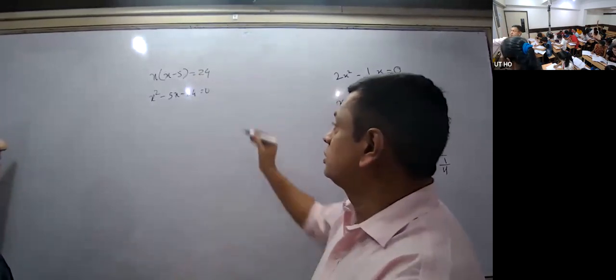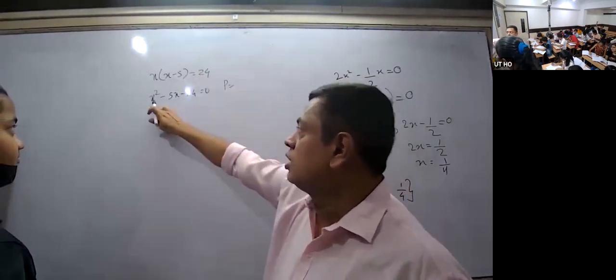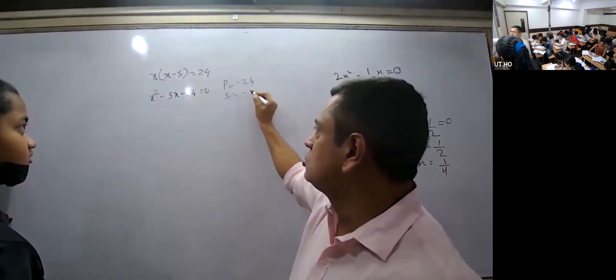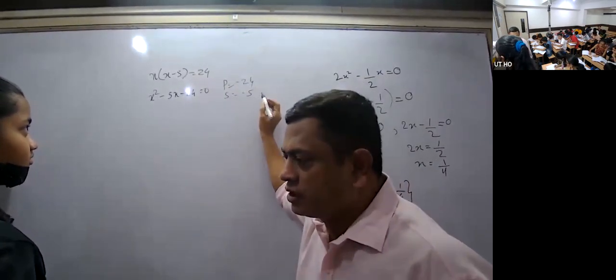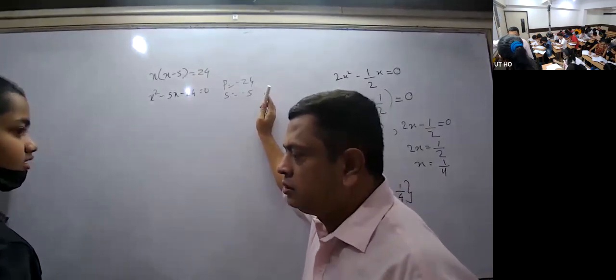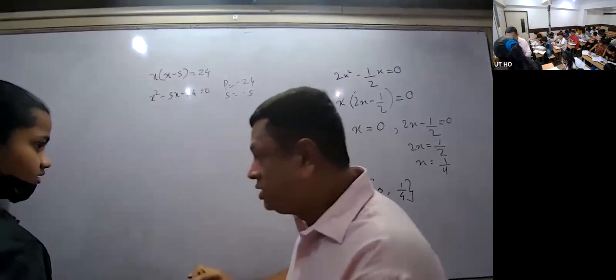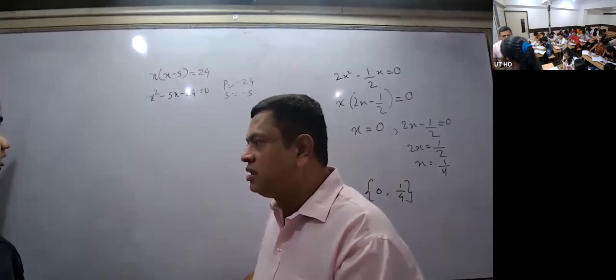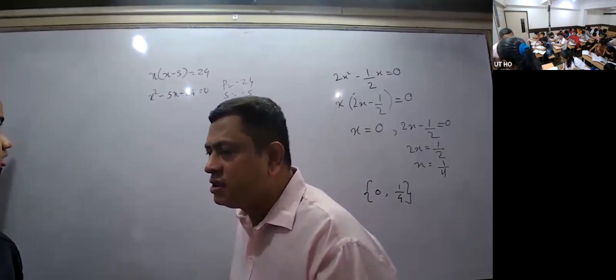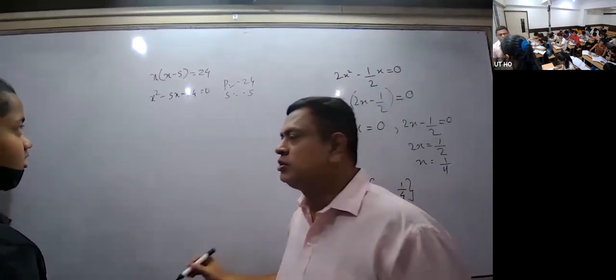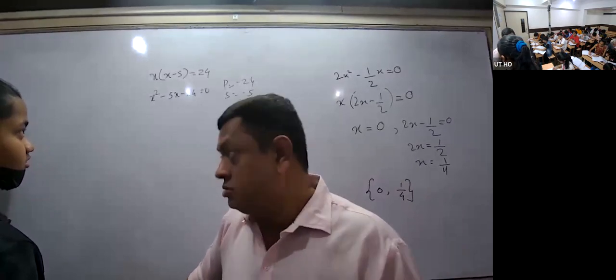What is your product over here? Product is AC. 1 into minus 24, minus 24. Sum is equal to B, minus 5. Can you tell the factors? 3 and the product should be 24, 3 into 8. 3 into 8 is 24.